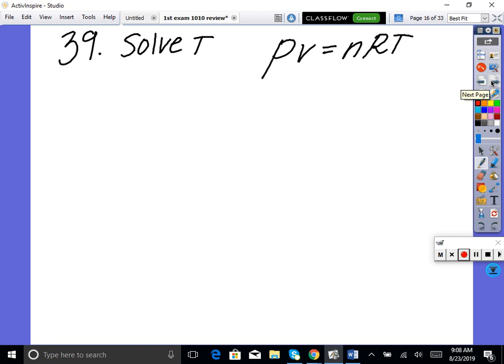All right, solve for t. Oh, pretty easy. We have a one step problem here. Divide by nr, and now t is by itself.